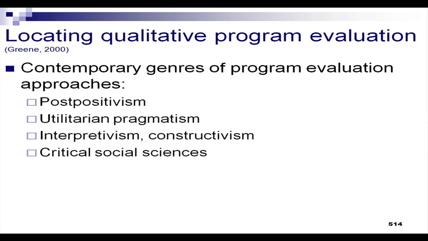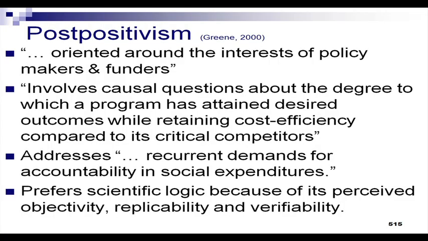How does qualitative program evaluation fit into all this? Some contemporary genres of program evaluation approaches are post-positivism, utilitarian pragmatism, interpretivism and constructivism, and critical social sciences. Let us look at each one of these. Post-positivism is oriented around the interests of policymakers and funders. Post-positivism looks at what policymakers and funders want.